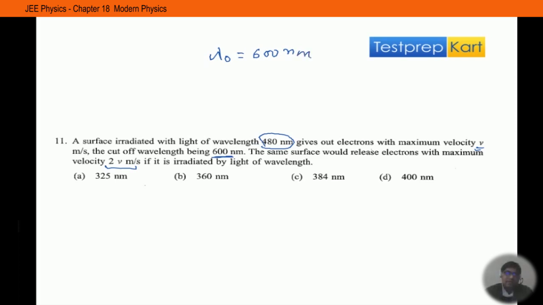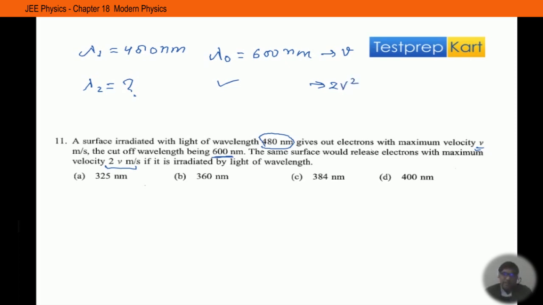In the first case, the wavelength is given, lambda 1, that is 480 nanometers, and for that the speed of the electron is v. In the second case, lambda 2 is not given, which we need to calculate. Because the metal is the same, lambda naught would remain the same, and the velocity of the emitted electron is 2v.